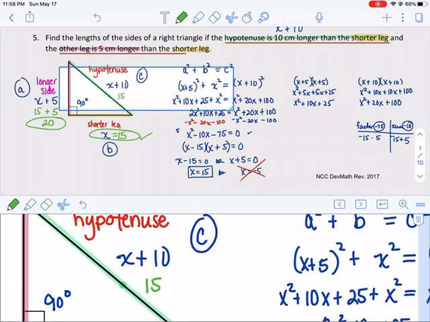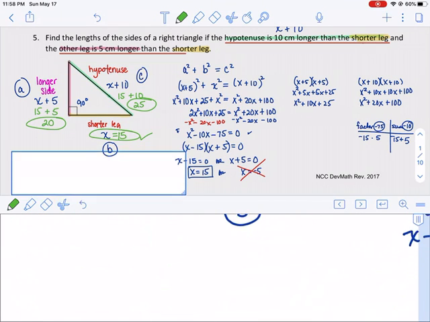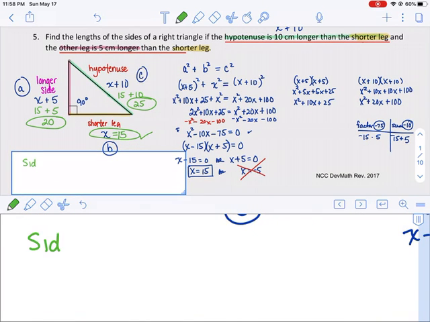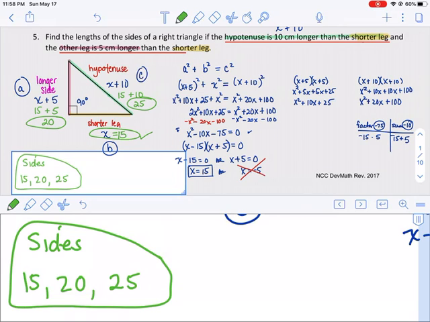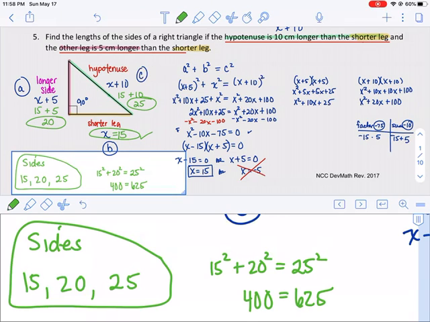And then they would have 15 plus 10, and then we'd have 25. So the sides of the triangle would be 15, 20, and 25. Now, an interesting way to check this would be to say 15 squared plus 20 squared would have to be 25 squared, and we know 25 squared is 625, so we have 400. 15 squared is 225, and certainly it checks out.